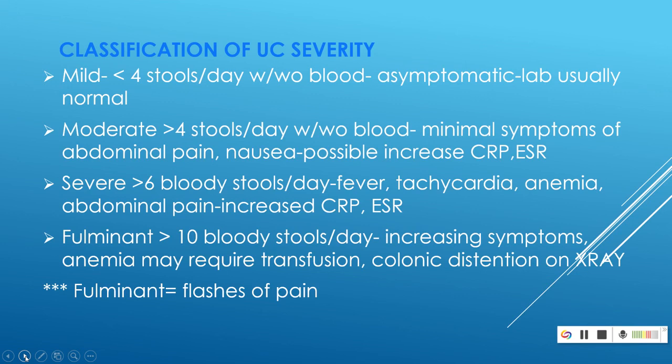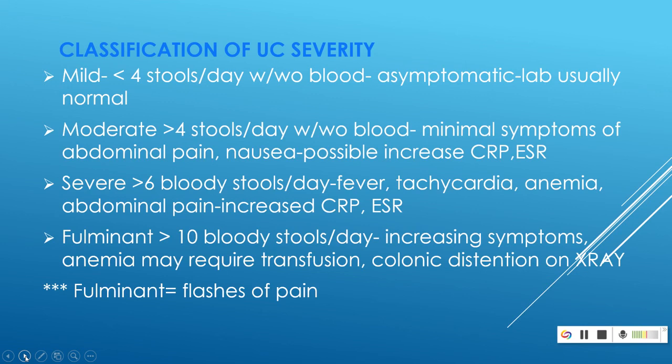They have nausea. They have a possible increase in the CRP and the ESR lab values. Well, what are those measures? CRP and ESR measure inflammation. Severe would be greater than 6 bloody stools a day. Start running fever because the inflammation process has been going on longer, possibly over a larger surface area. Going to start seeing the tachycardia.